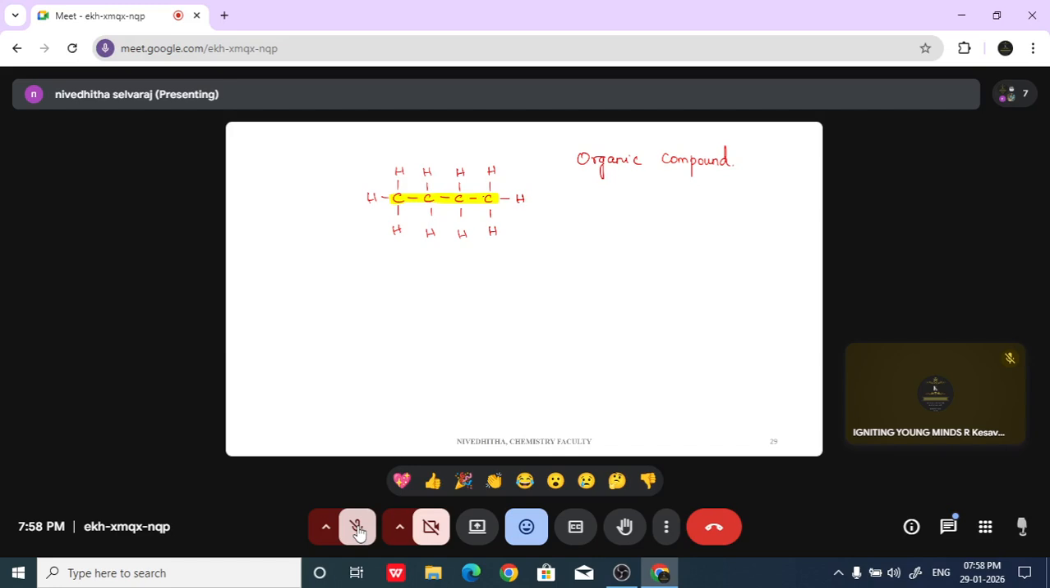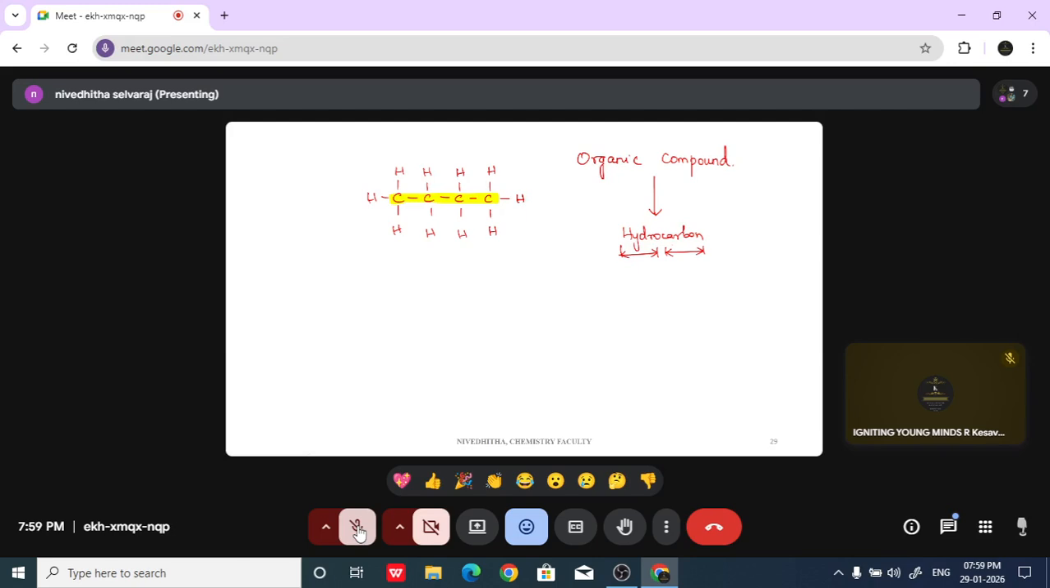In this organic compound, we have only carbons and hydrogens. So if any organic compound contains only carbon and hydrogen atoms, then that kind of organic compound is called a hydrocarbon. Hydro means hydrogen. So we have just carbon and hydrogen atoms. That is why that organic compound is more specifically called a hydrocarbon.